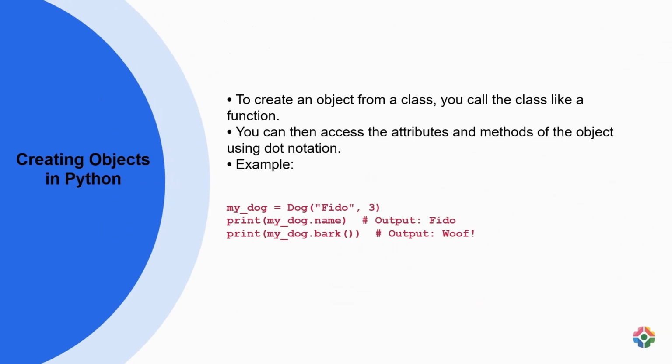When creating an object from a class in Python, you call the class as if it were a function. By doing so, you instantiate an object of that class. Subsequently, you can access the object's attributes and methods using dot notation. For example, given a class dog with attributes name and age, you can create an object mydog equals dog Fido 3 and then access its attributes and methods like mydog.name or mydog.bark. This approach provides a convenient way to interact with the objects instantiated from classes.